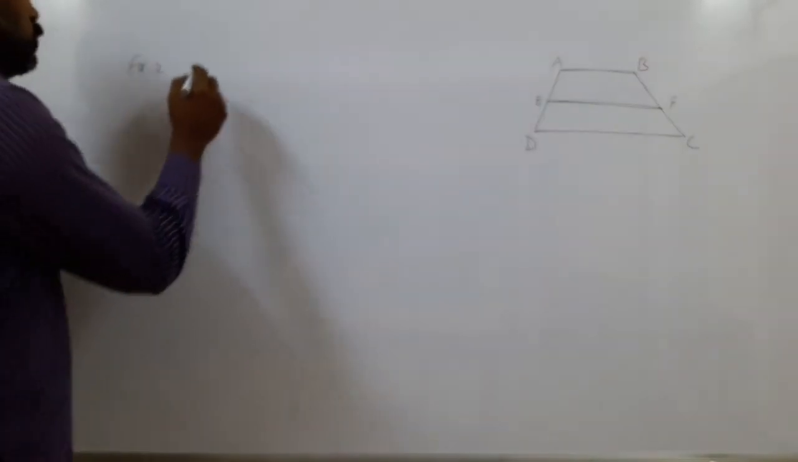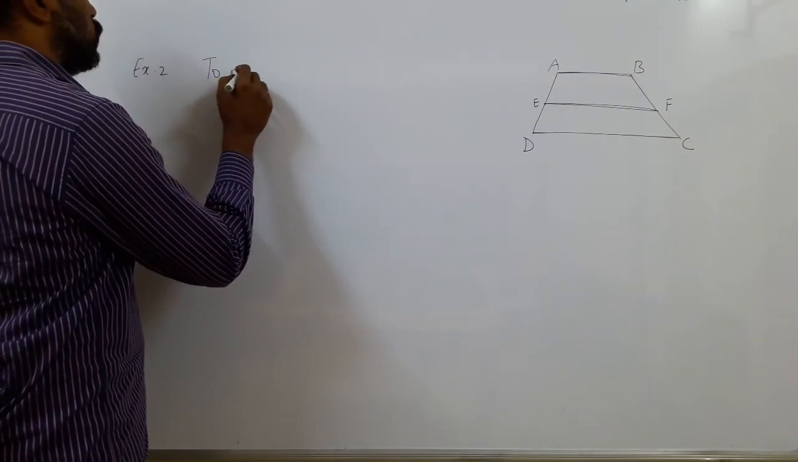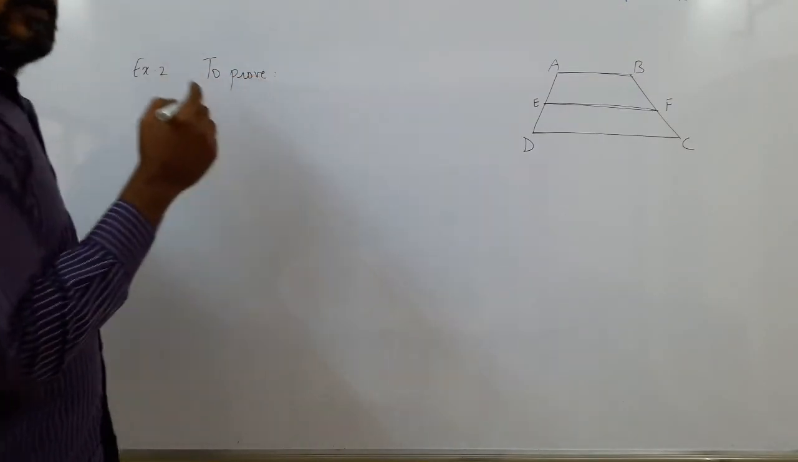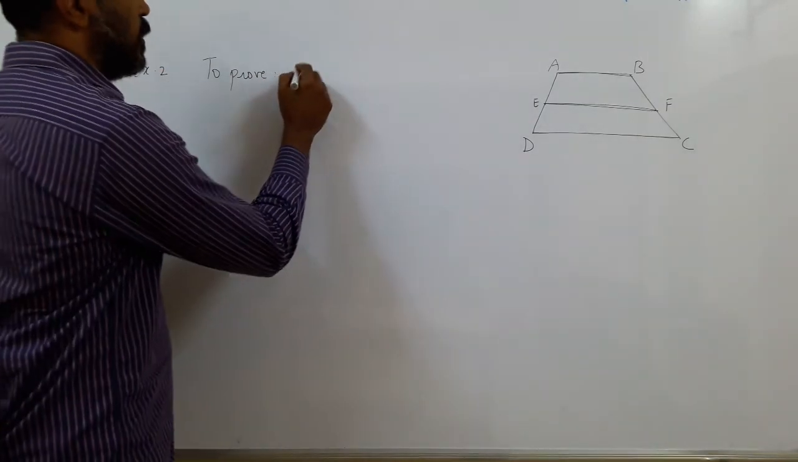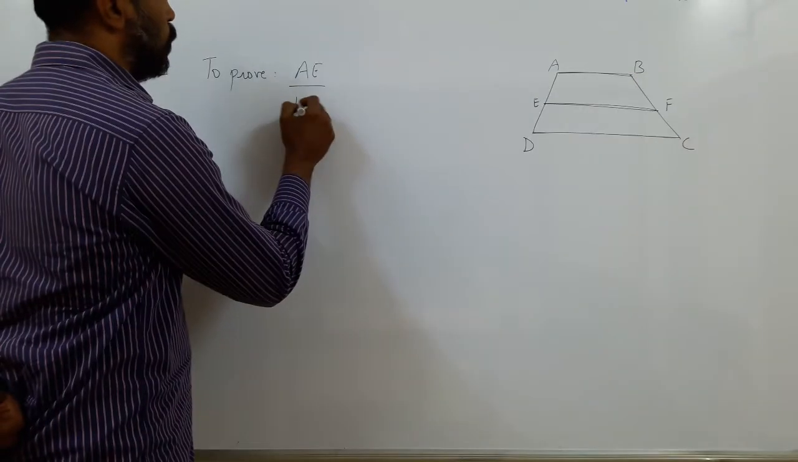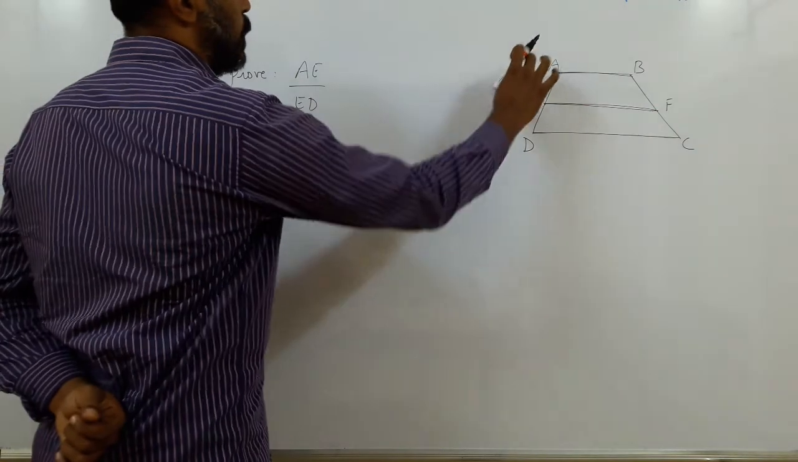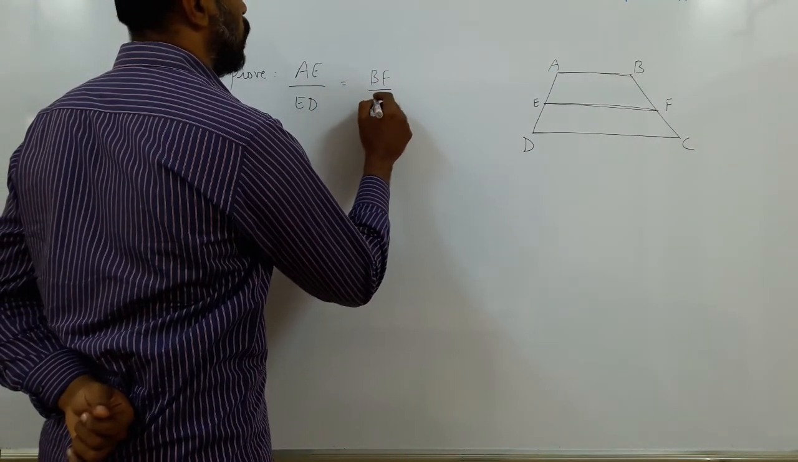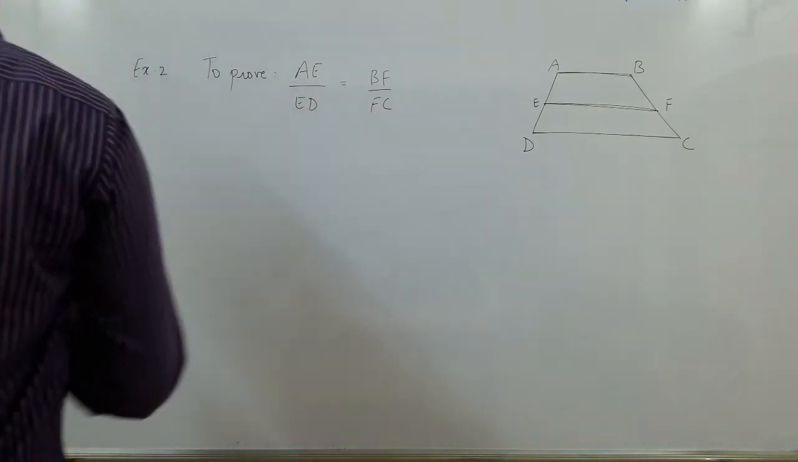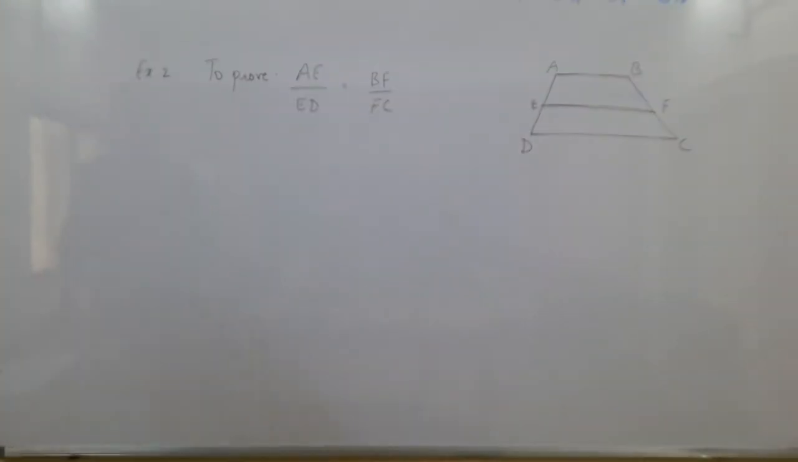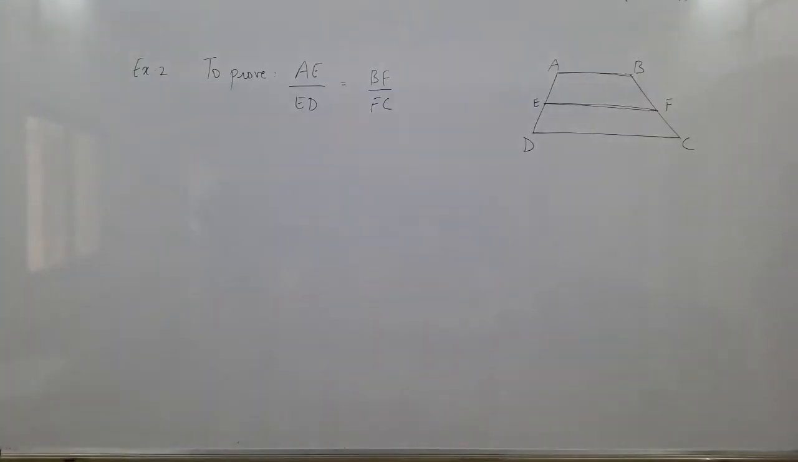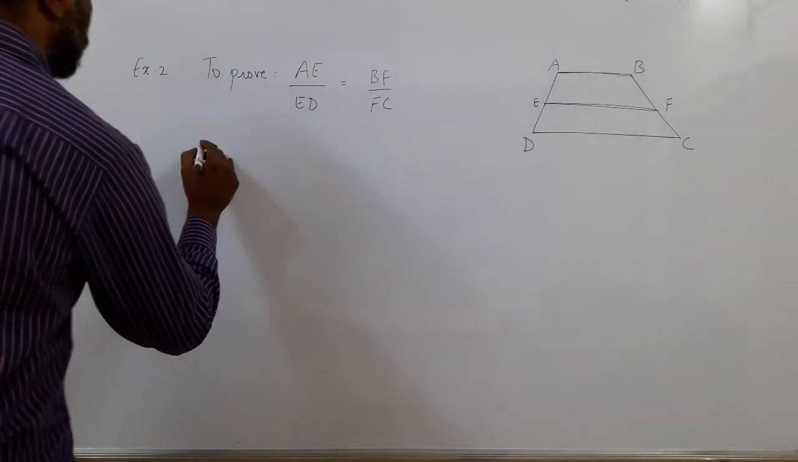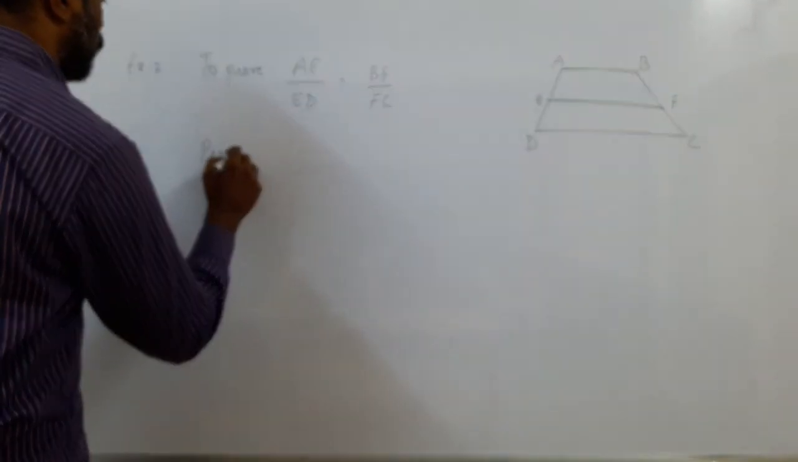What we have to prove is AE upon ED, part upon part, equal to BF upon FC. This is what you are supposed to prove. So how will we prove it from the theorem we just did? How will we find the proof to it?